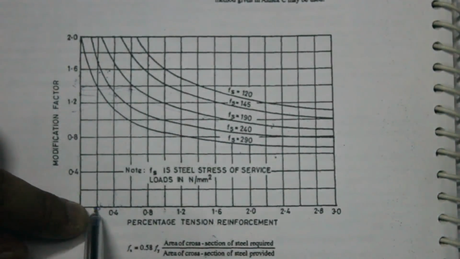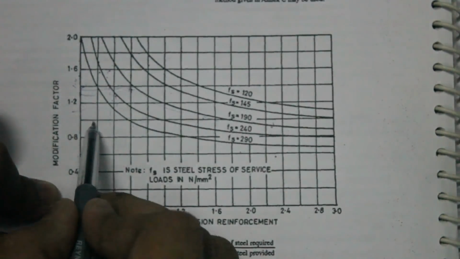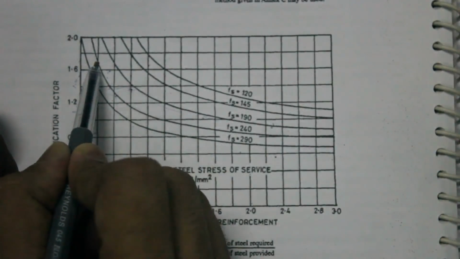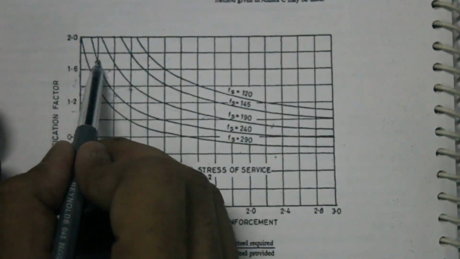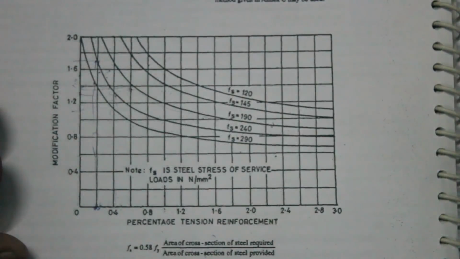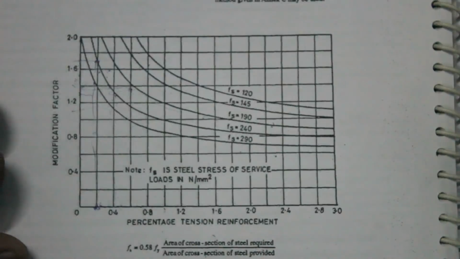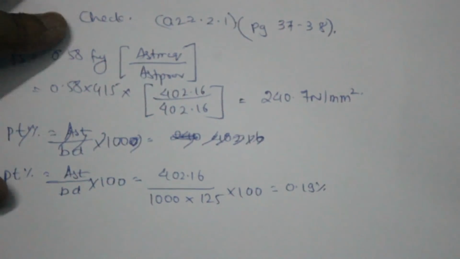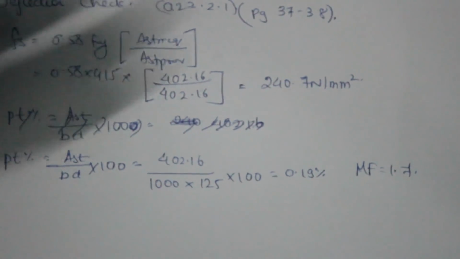Now I will go upwards along the 0.2% line. As we go up, check where it meets the 240 Newton per mm square curve. It meets somewhere here. If you draw a horizontal line over to the y-axis, you will get the modification factor for that value. In this case it is something like 1.7. Once you get the modification factor, you write it down on the page. Now you have the modification factor.